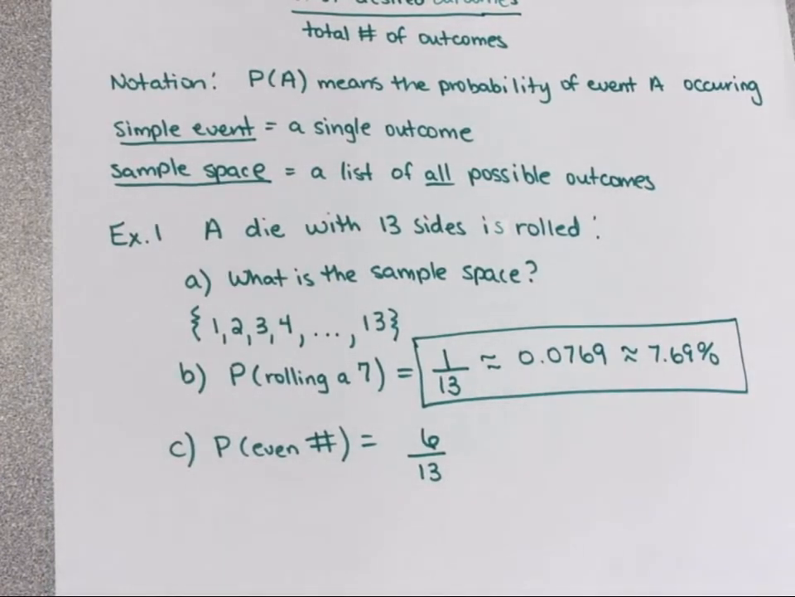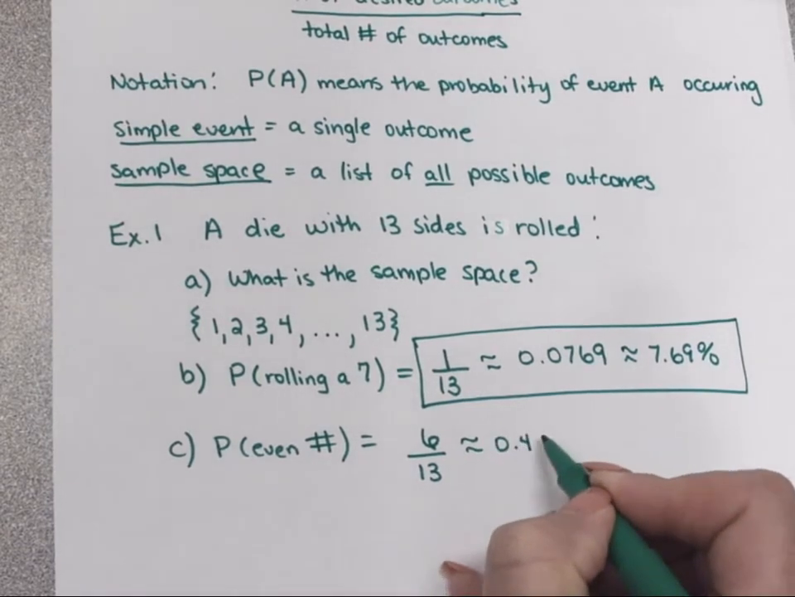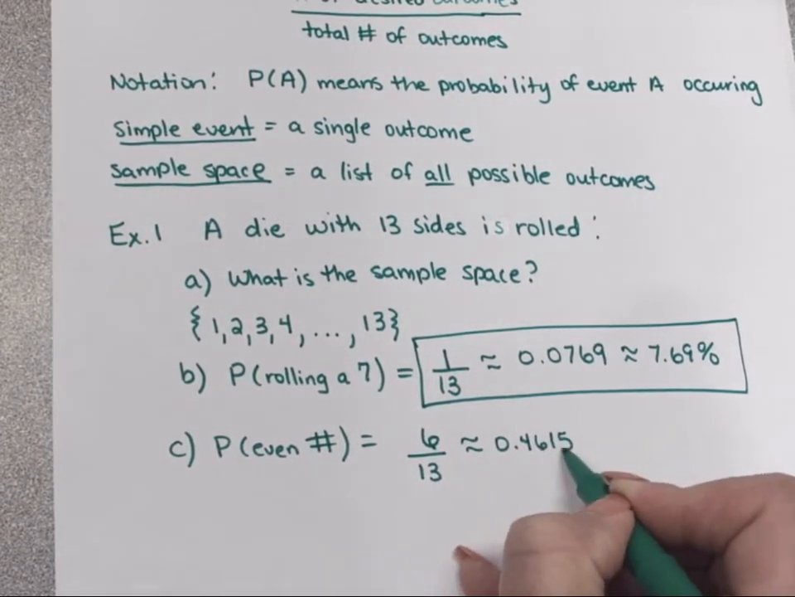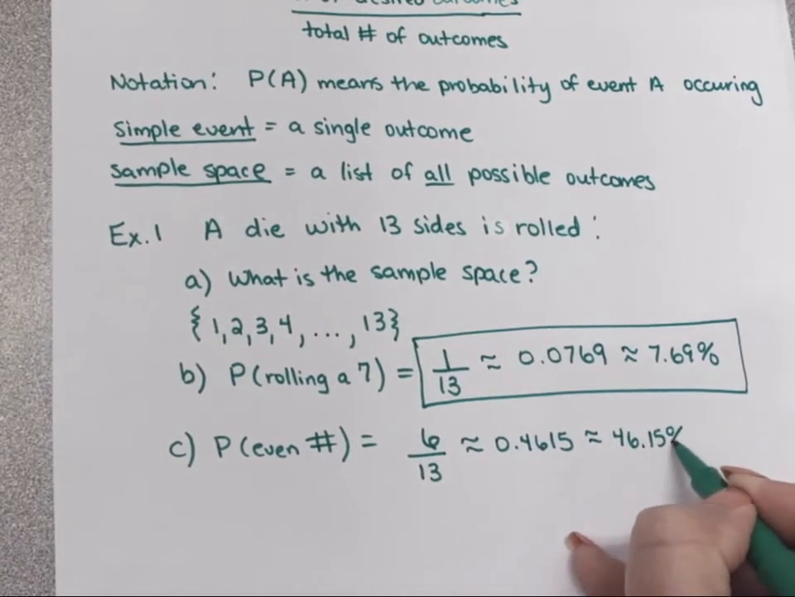Okay, so let's figure out what that is on the calculator. I didn't do that one ahead of time. So if you have a calculator, go ahead and get it out in case I need you to punch something in for me. So that would be right around 0.4615 or 46.15%.